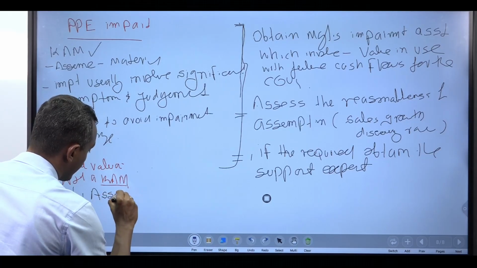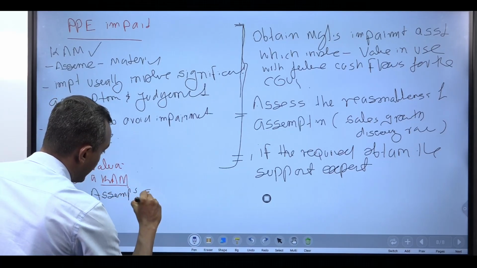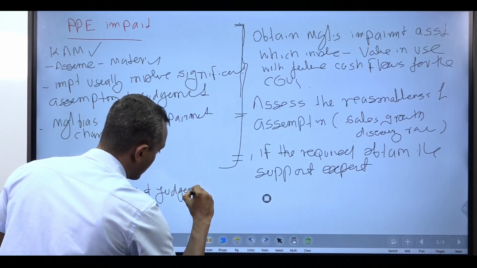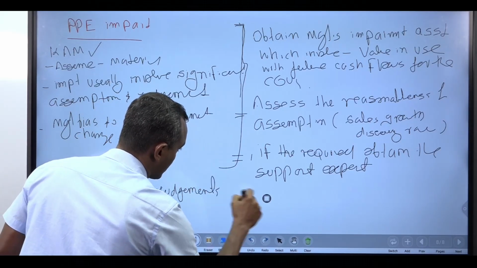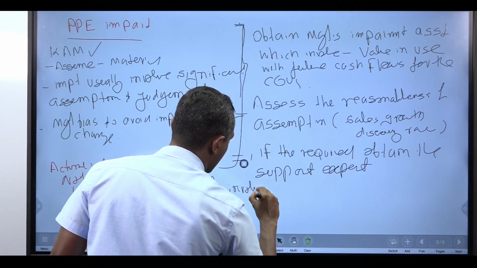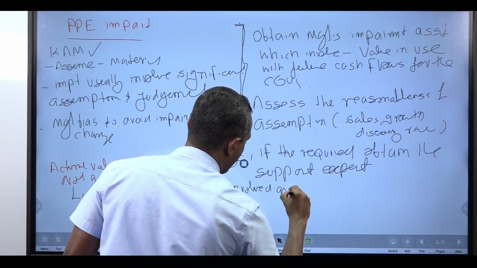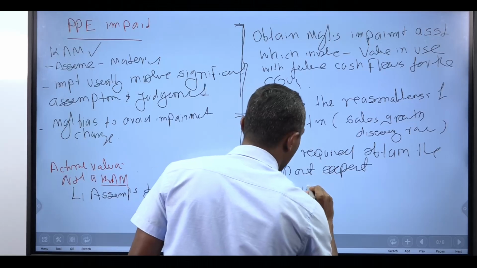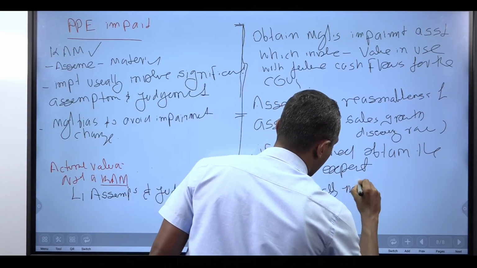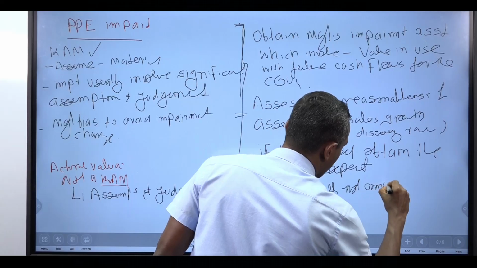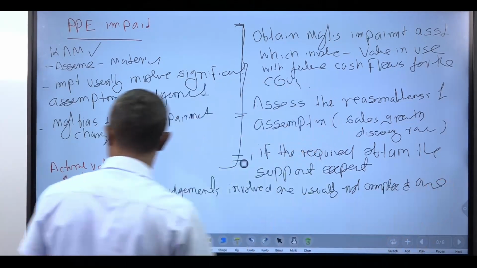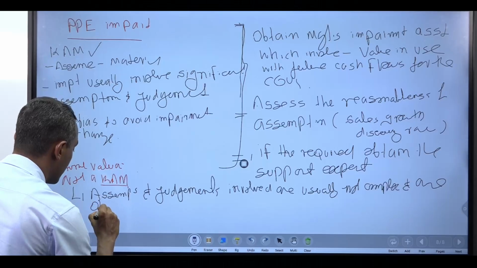Assumptions and judgments involved are usually not complex, and not only that, and are observable. That's the key information. For example, salary increment.